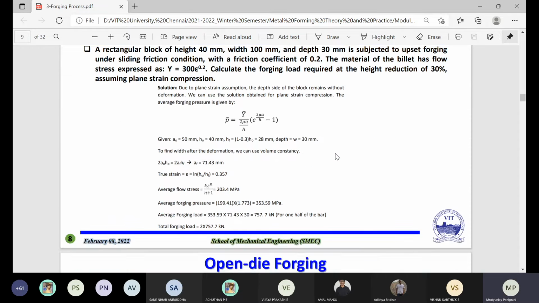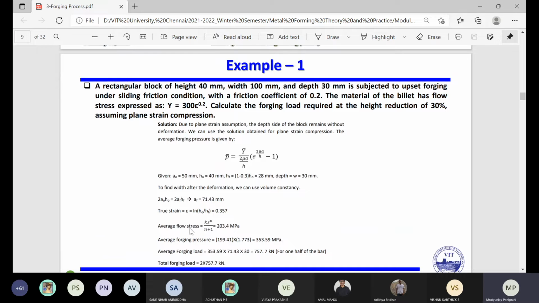You can see here, I'm just showing. Up to average flow stress you have done. Initially you have done AF, then epsilon, then YF bar. Three things you finished. Then average forging pressure with the help of this equation, all the data are available now. I put 199.41 because the first term, Y bar by 2 mu A by h, is 199.41. And the second part, e to the power 2 mu A by h minus 1, is 1.773. So directly I put here 353.59. Whatever you are getting, maybe 68, it's fine. So now average forging pressure is fine.